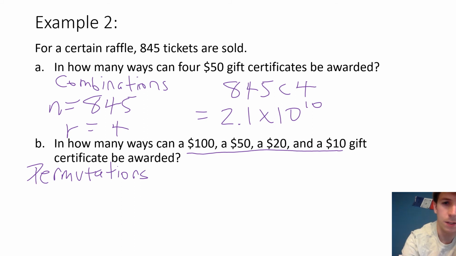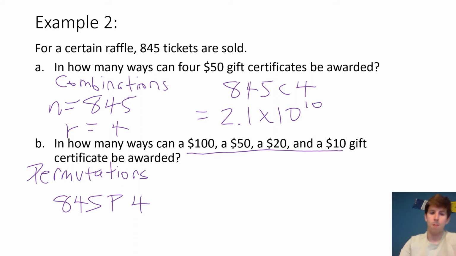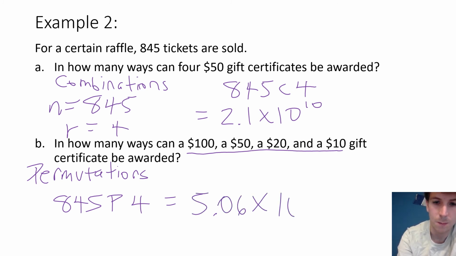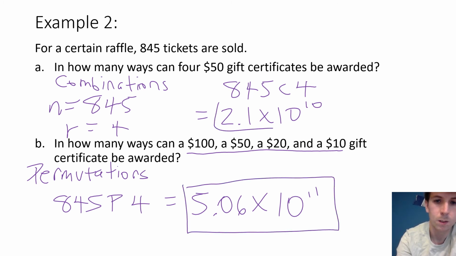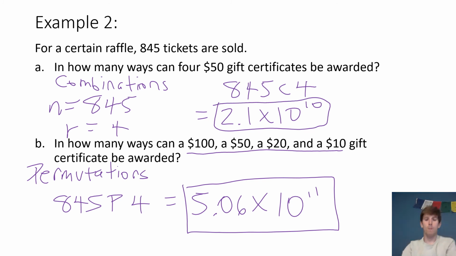But otherwise, the same thing is true. N is that 845. R is still the 4. We still have 4 total. So 845 P4, which would get us... Plug that in the calculator. 5.06 times 10 to the 11th power. So you can probably notice the numbers here are going to get pretty massive pretty quickly, and that's pretty much always the case when you're dealing with factorials.